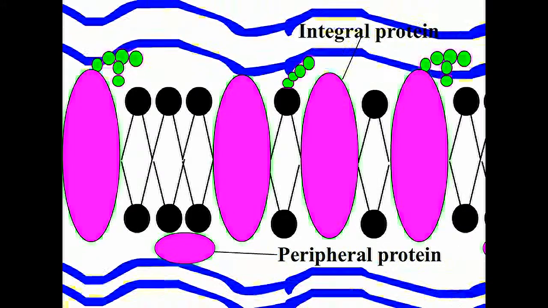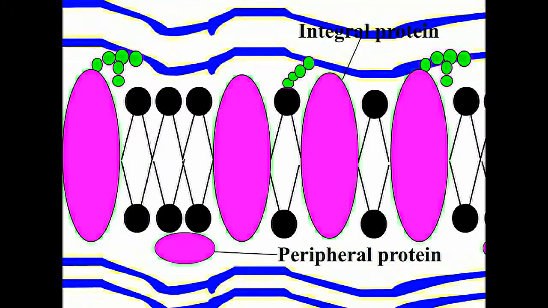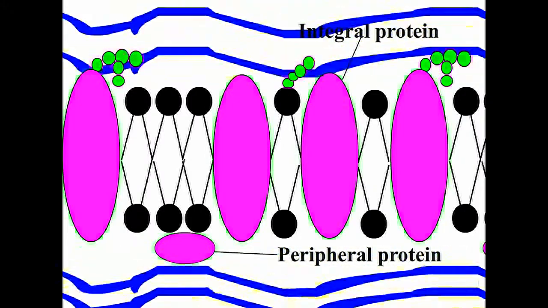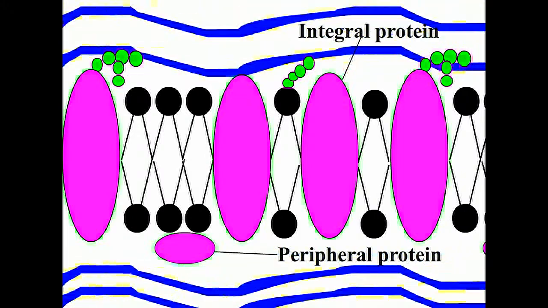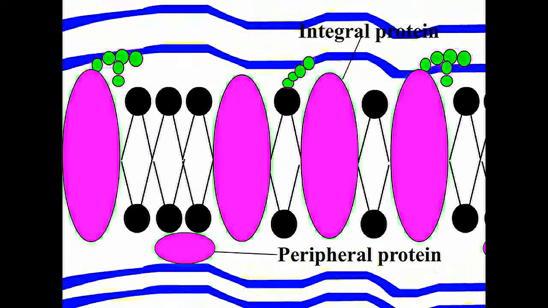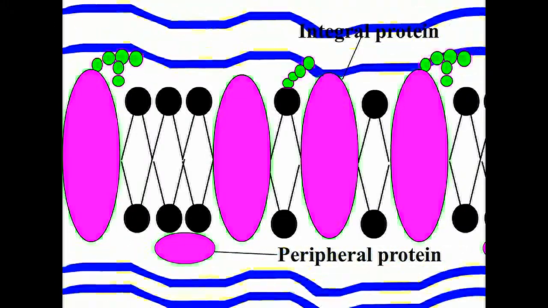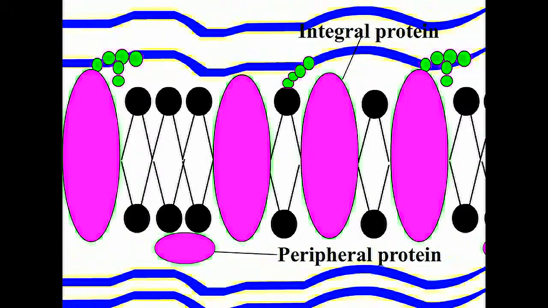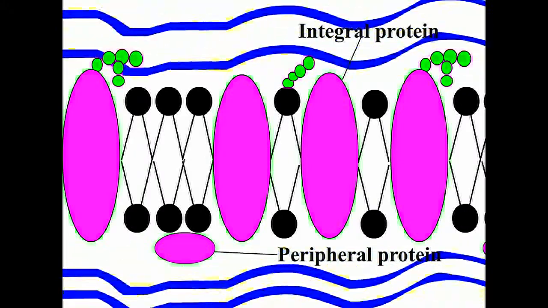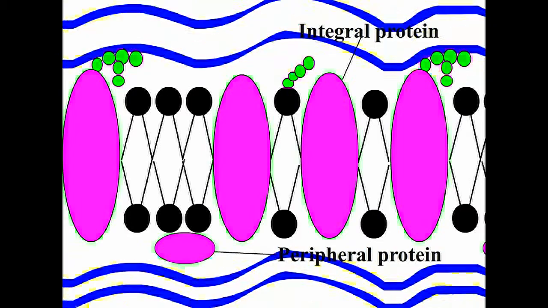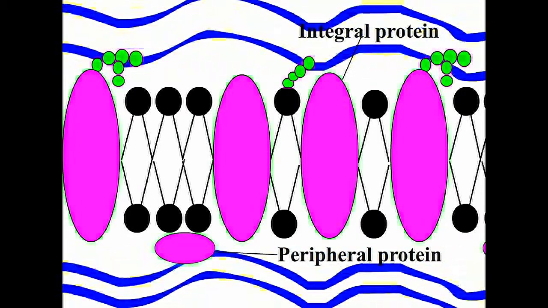Now let's go on to membrane proteins. There are two major groups of membrane proteins. First are the integral proteins. They penetrate the hydrophobic core of the phospholipid bilayer. Many of the integral proteins are transmembrane proteins which span the whole width of the phospholipid bilayer, while the rest only extend partially into the hydrophobic core.